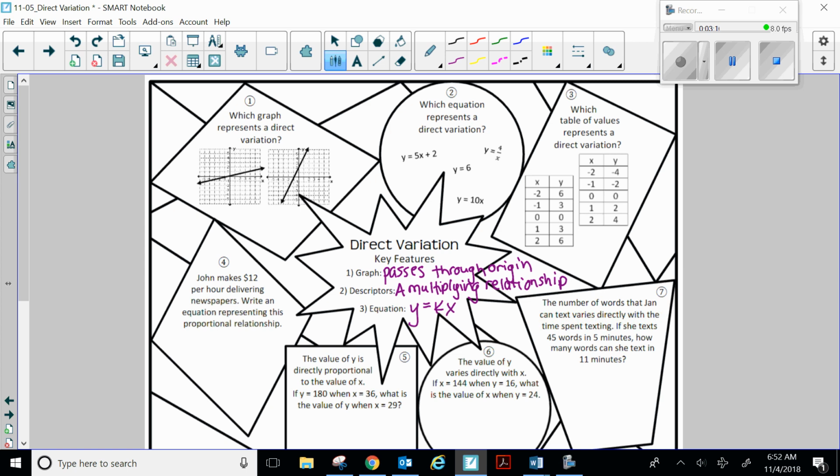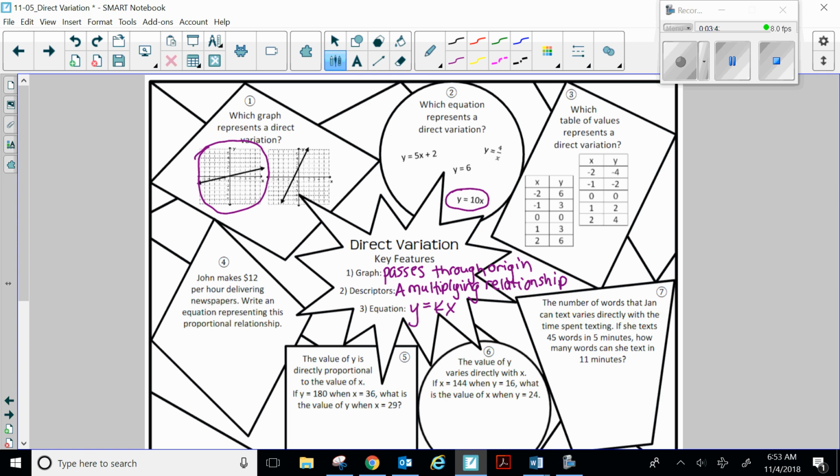So let's look at numbers 1, 2, and 3 and identify our direct variation. Which graph represents a direct variation? Well, it needs to be linear and pass through the origin, so that would be my first graph. Which equation represents a direct variation? Well, it should only be multiplying my independent variable to get my dependent, so y equals 10x.